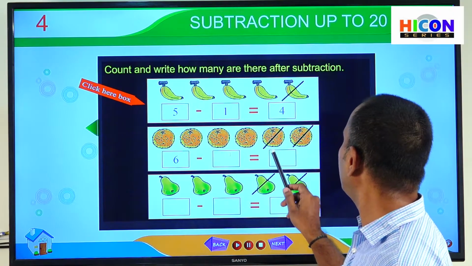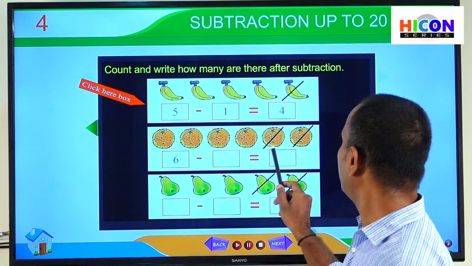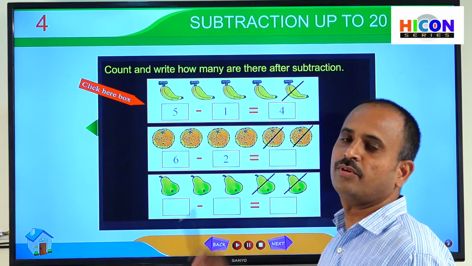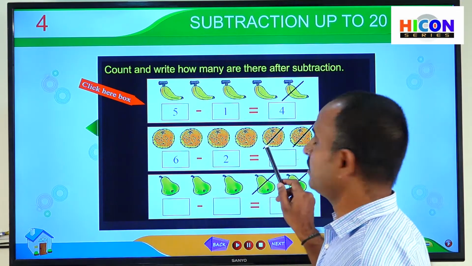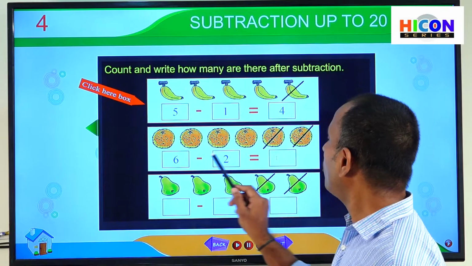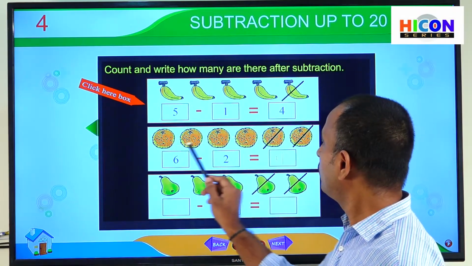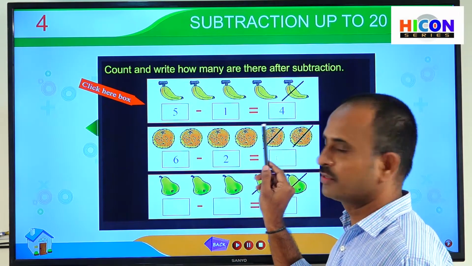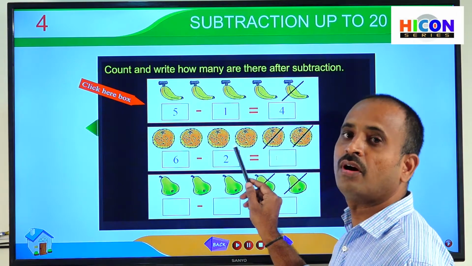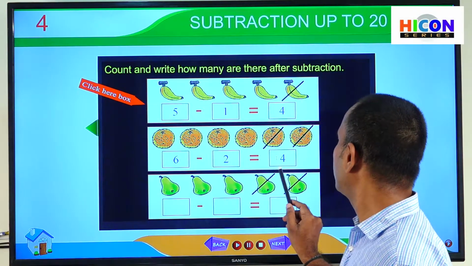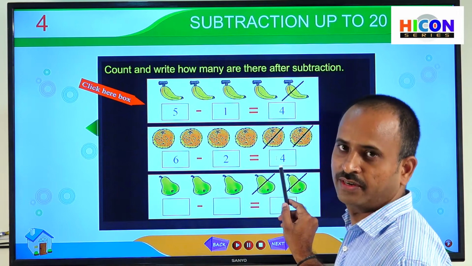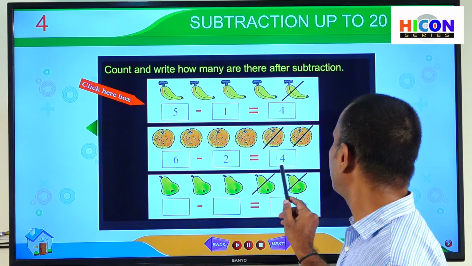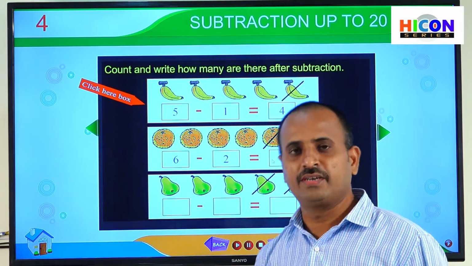So let us count how many oranges are struck off. So here 1, 2. So 2 oranges are struck off. So write 2 in the second box. Next, after taken away, that means after strike off, how many oranges are left here? So 1, 2, 3, 4. So in total 4 oranges are left after subtraction. So write 4 in this box. So this 4 is called the difference. So if you subtract 2 from 6, the answer is 4 and this answer 4 is called the difference.